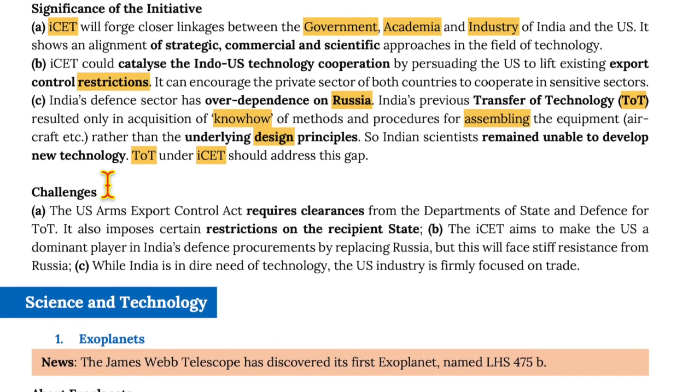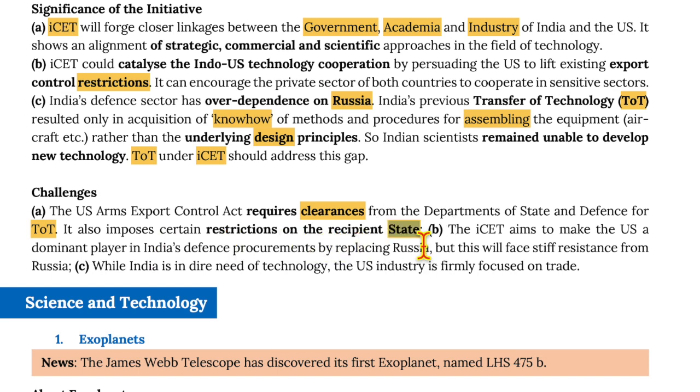Now, the challenge regarding this is that the US Arms Export Control Act requires clearances from the Department of State and Defense for transfer of technology. It also imposes certain restrictions on the recipient state. The iCET aims to make the US a dominant player in India's defense procurement by replacing Russia, but this will face stiff resistance from Russia. While India is in dire need of technology, the US industry is firmly focused on trade.